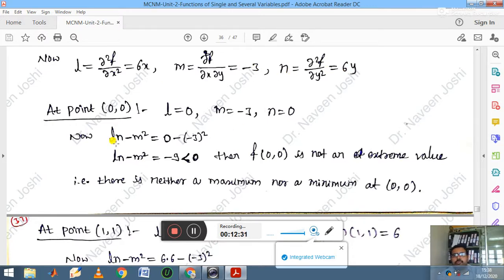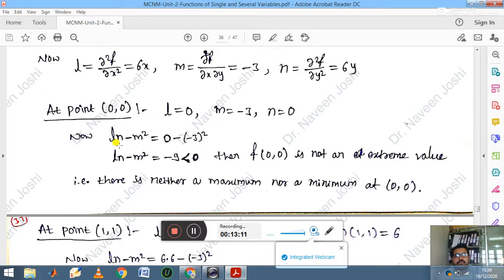Then go to the points. In this case you got two sets of points. You go to the first set of critical points, 0 comma 0. It means x value 0, y value 0. So you substitute x value 0, y value 0 in expression L. L is 6x. In place of x, if you substitute 0, then your L is 0. M contains the constant minus 3, you write it as it is. N is 6y, and here y value is also 0. Therefore N value is 0. L value 0, M value minus 3, N value 0.